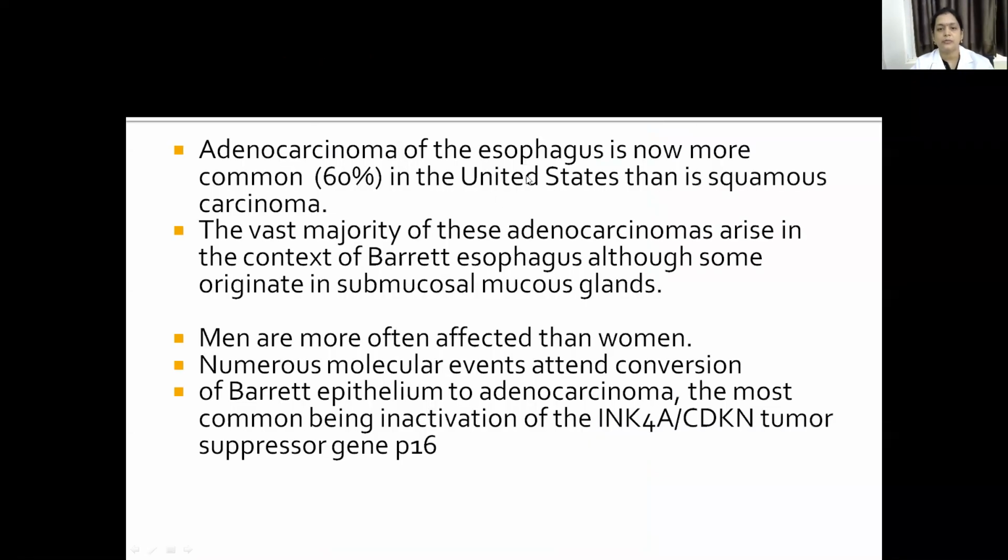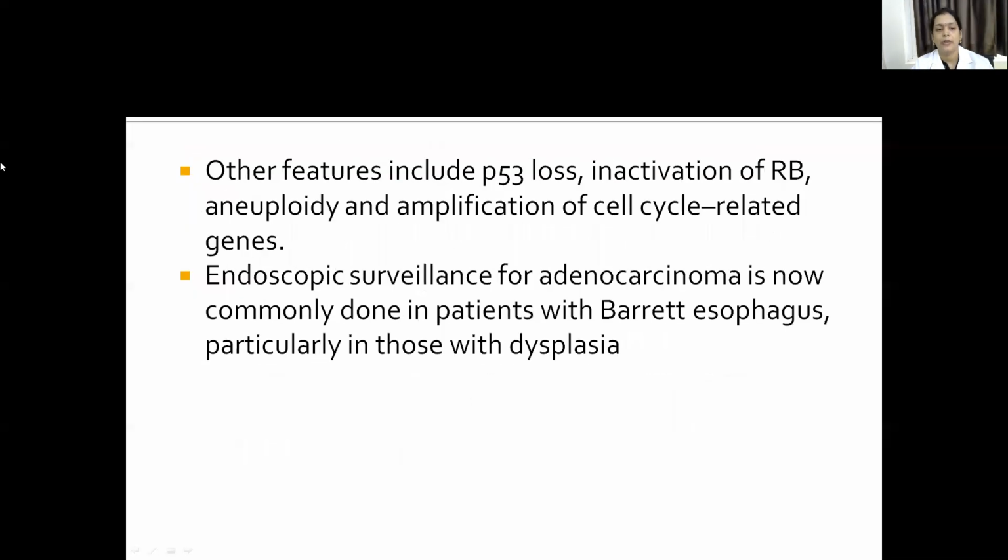Okay. Then I told you this is more common in the United States than squamous cell carcinoma. And then you can see the Barrett's esophagus being the predisposition, and men are commonly affected. And then the molecular genetics behind the formation of this is inactivation of the INK4A, CDKN, tumor suppressor gene, and P16. Inactivation of the INK4A, CDKN, and tumor suppressor gene P16. Right? Remember these things. Other features include the P53 loss, inactivation of the tumor suppressor gene, that is the RB gene, and amplification of cell cycle related genes.